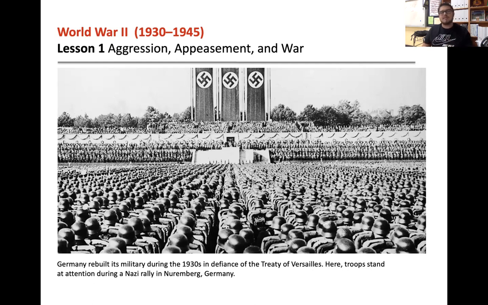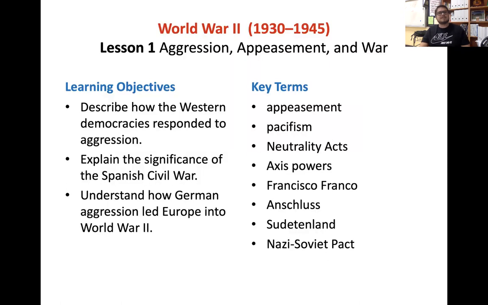So when we talk about this, a lot of the things Germany does will be in direct contradiction of the Treaty of Versailles. For example, the treaty states that Germany couldn't have an army bigger than a certain amount, a very small number of soldiers. But as Germany recovers financially and economically, it's going to start breaking those rules, and we're going to see how the rest of the world responds. So let's get started.